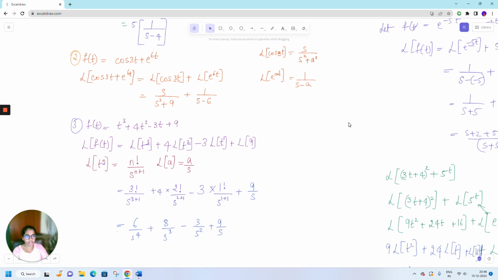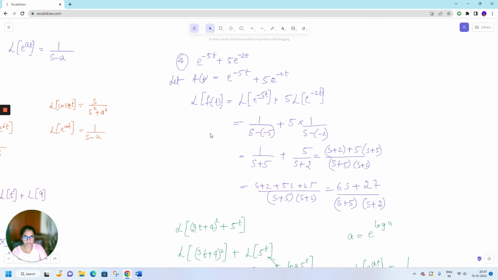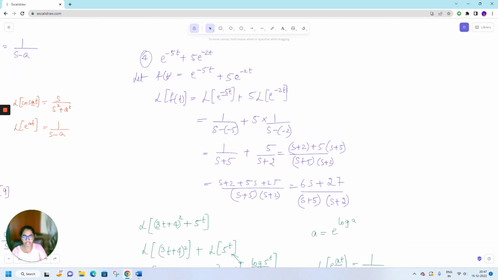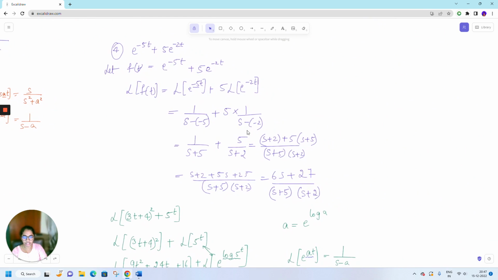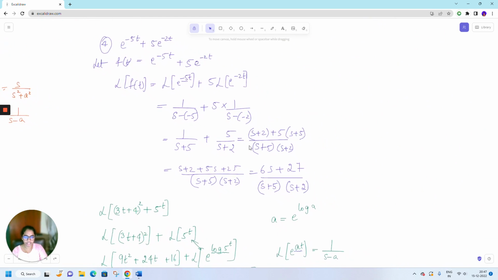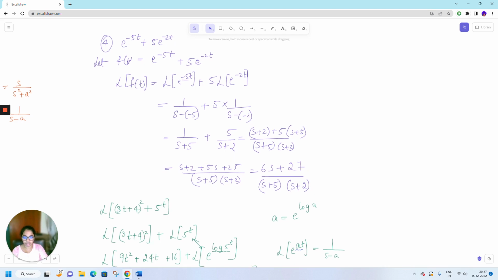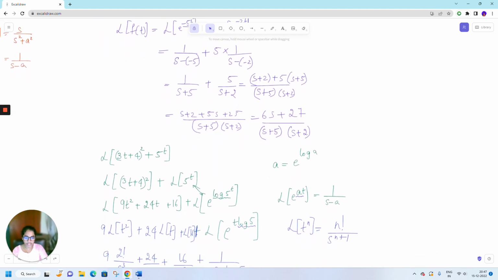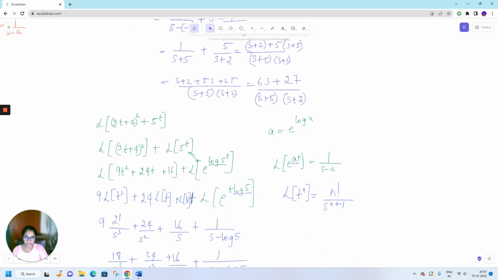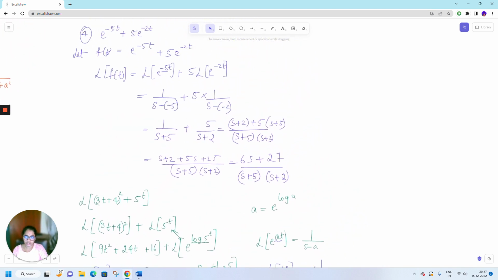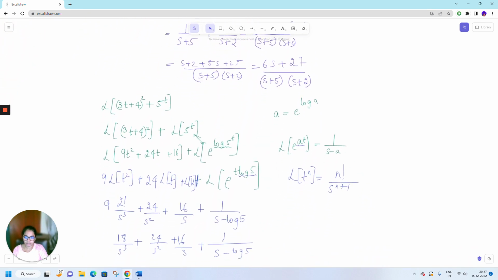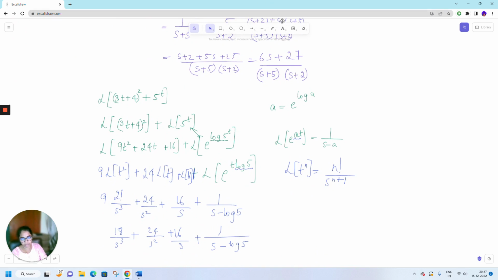Moving on to our fourth question. Our fourth question was find the Laplace of e power minus 5t plus 5 e power minus 2t. I solved it using the e power at formula and found its LCM. Then the last question, that is 3t plus 4 the whole square plus 5 to the power t.